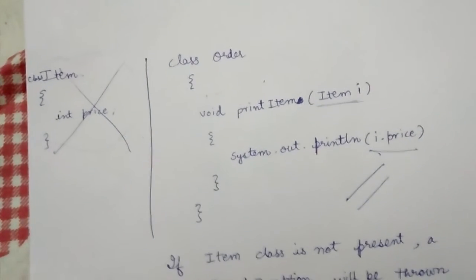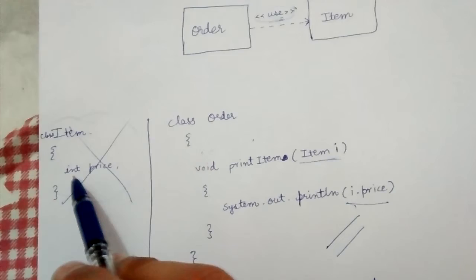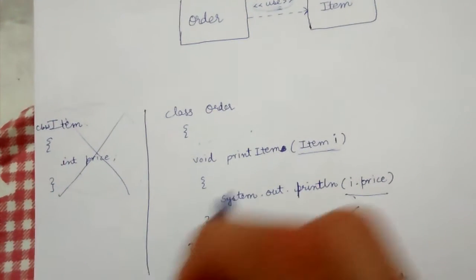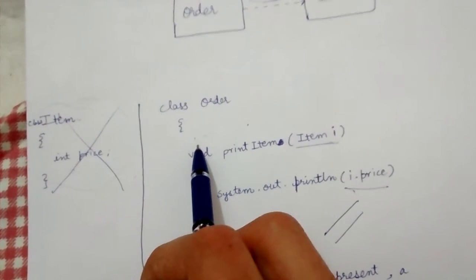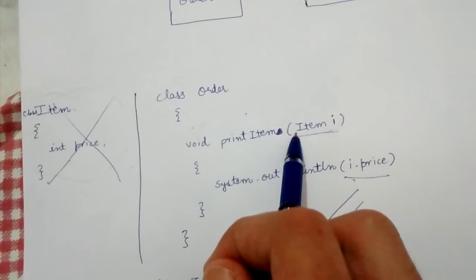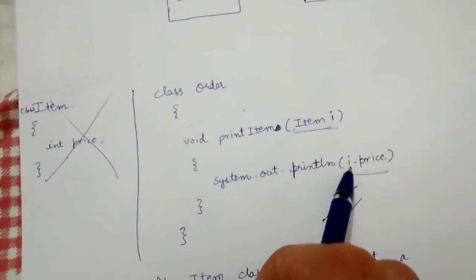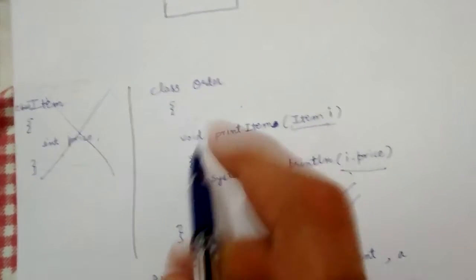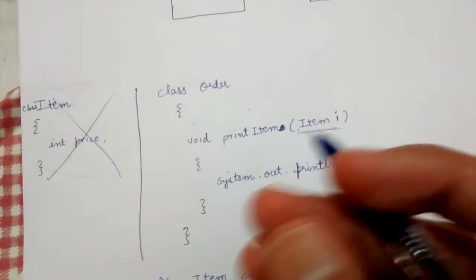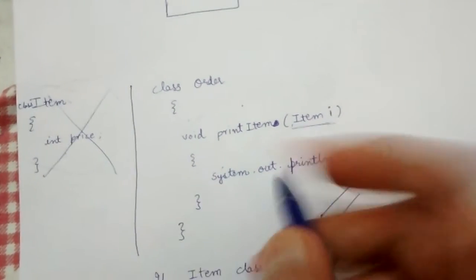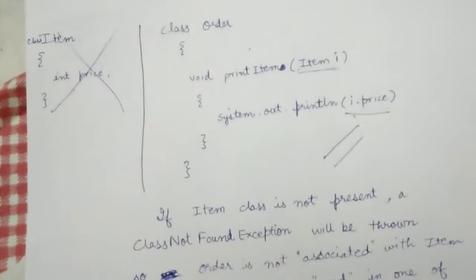That is, we can say it has a use dependency on class item. That is, it uses the item class somewhere. It does not specify whether it is using it as an attribute, or a method argument, or maybe inside some method it is instantiating an object of class item, or anything it can be. So we have just seen one example of use.